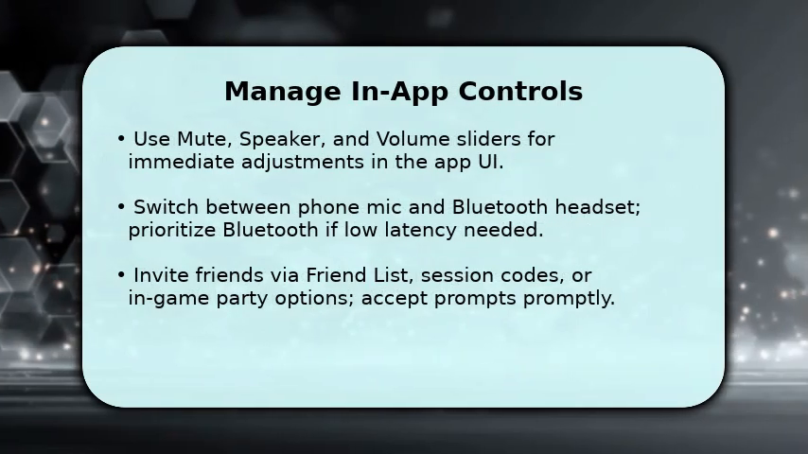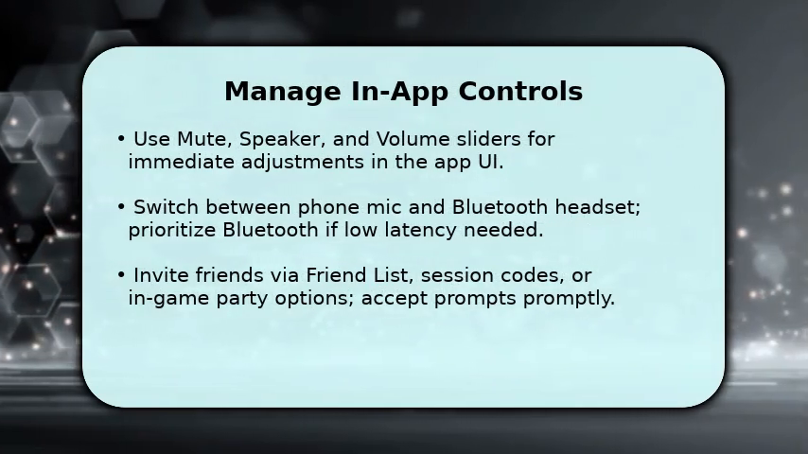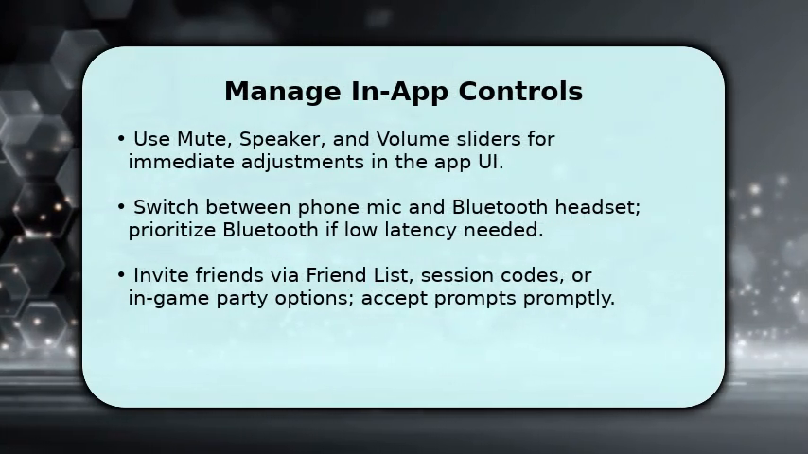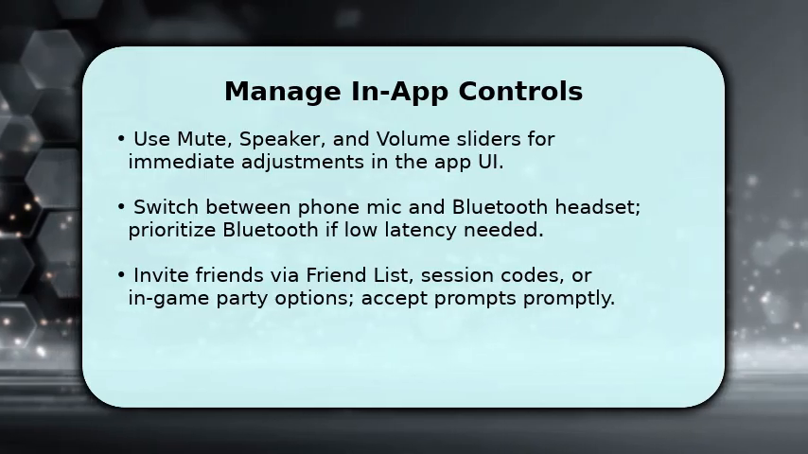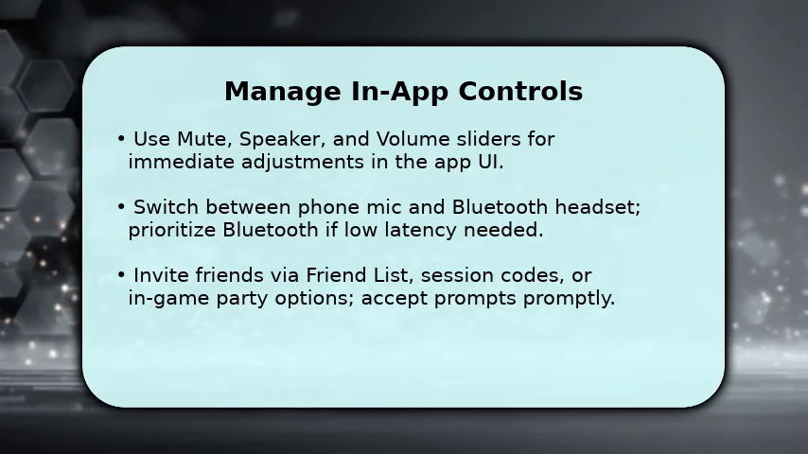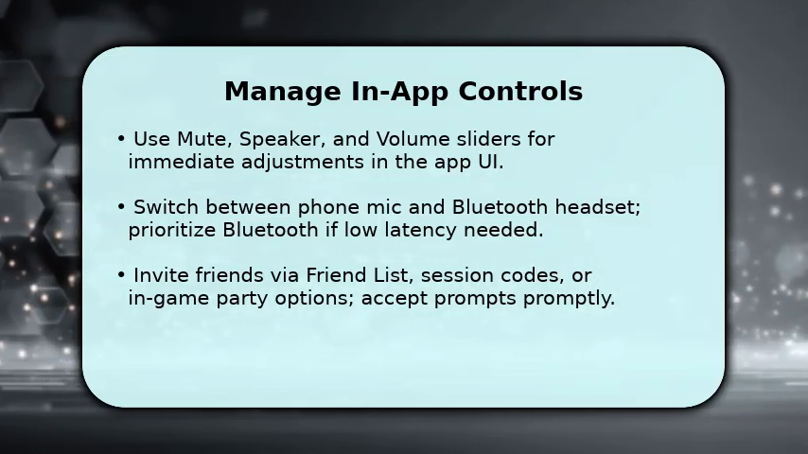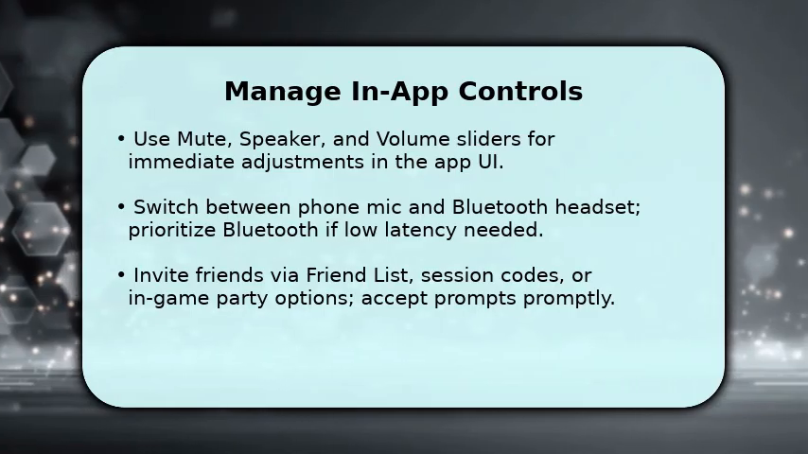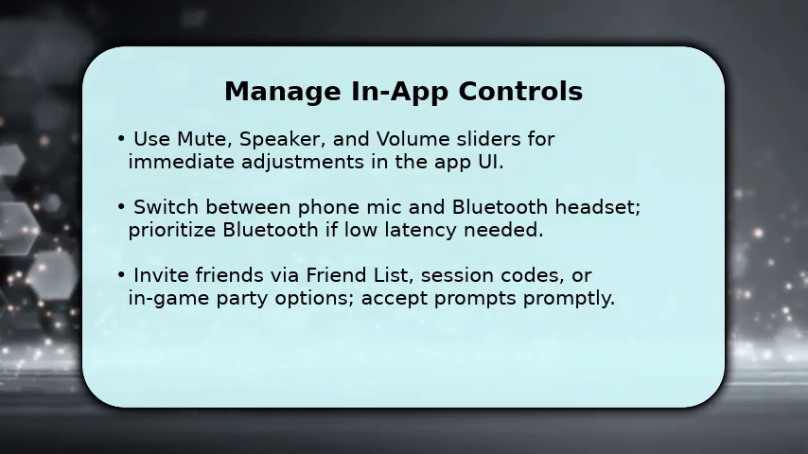Once you're in the voice session, use the app's mute button, speaker toggle, and volume sliders to control levels quickly. These settings directly affect what your teammates hear. If you prefer a headset, pair it to your phone and switch the audio output in the app. Bluetooth headsets often reduce background noise but may add latency.